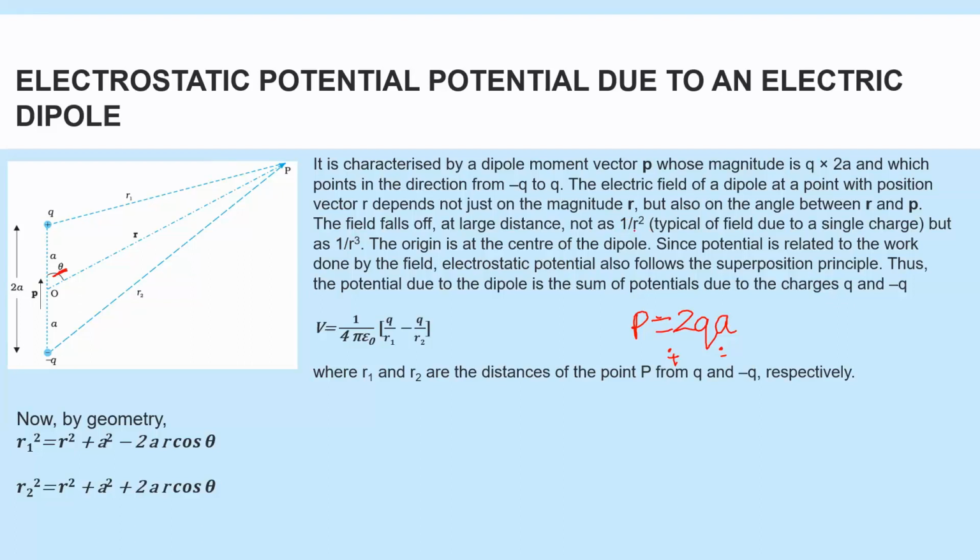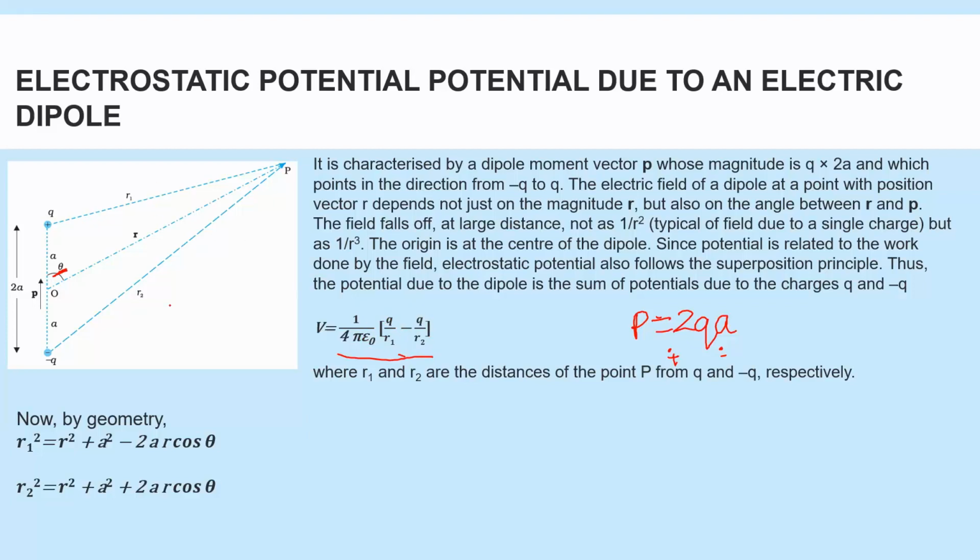Okay, so these are some of the important things that we have to consider before we start finding out the electrostatic potential due to the presence of an electric dipole. If you put the same, you find out how much work is being done first. So we get the equation in this form, where V is going to be 1 by 4 pi epsilon 0, Q by R1 minus Q by R2.